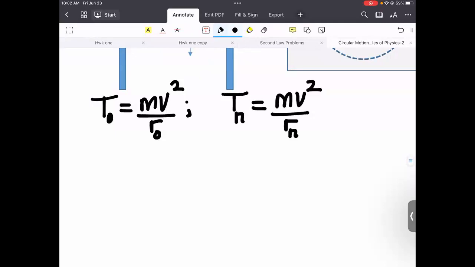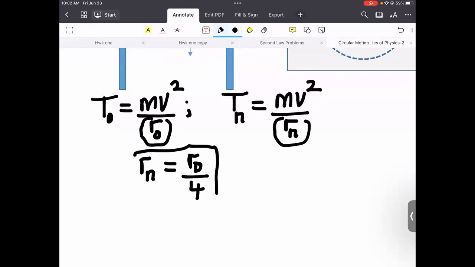Now we know the connection between R0 and Rn, in other words, the original radius and the new radius. What's the relationship? Think about what's the relationship between the new radius and the original radius. The relationship from the problem says that the new radius is now equal to the original radius divided by 4. This is what it means from the problem here.